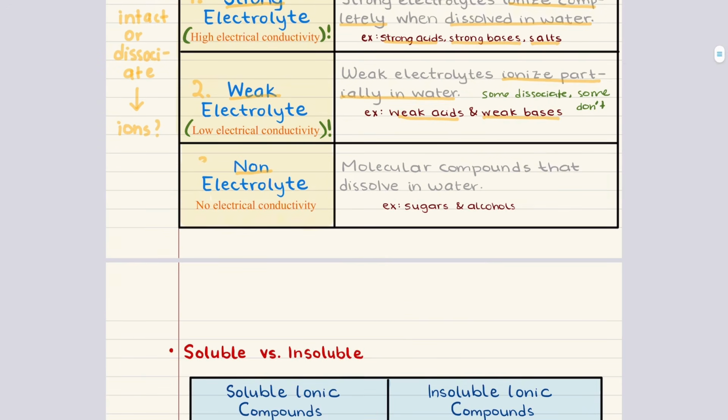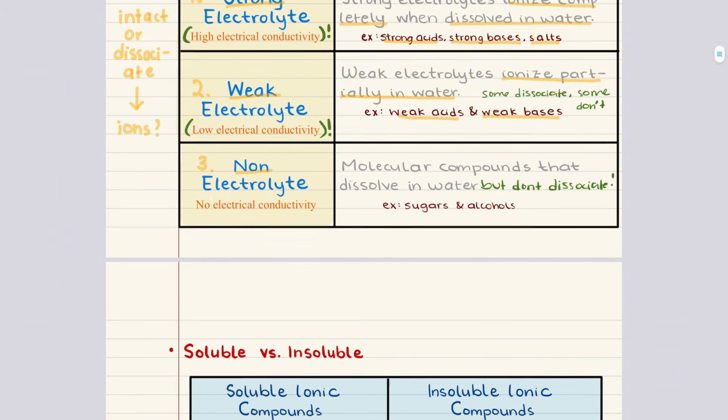Finally, we have non-electrolytes. A non-electrolyte dissolves in water, but it does not dissociate into ions at all. The molecules remain intact, and this means that the solution does not conduct electricity. Examples include common molecular compounds like sugar or ethanol. These substances can be highly soluble, but their lack of ion formation classifies them as non-electrolytes and as non-conductive.